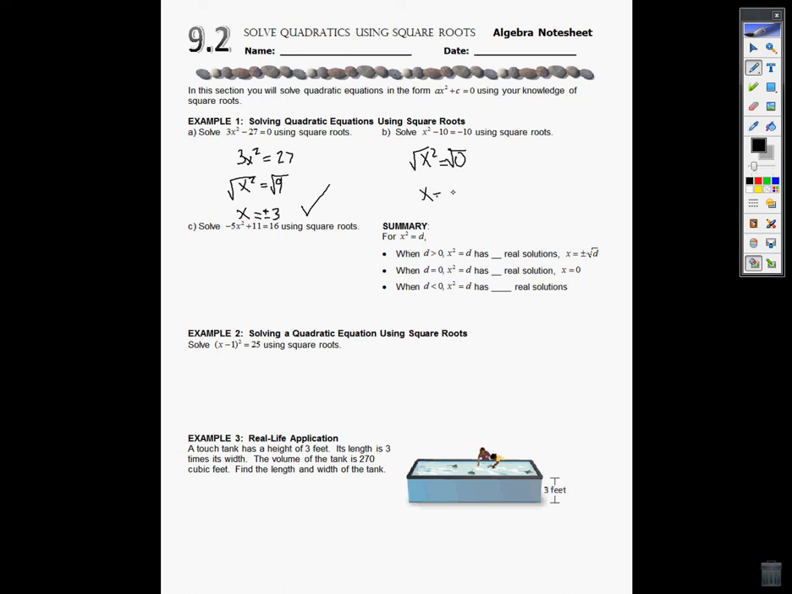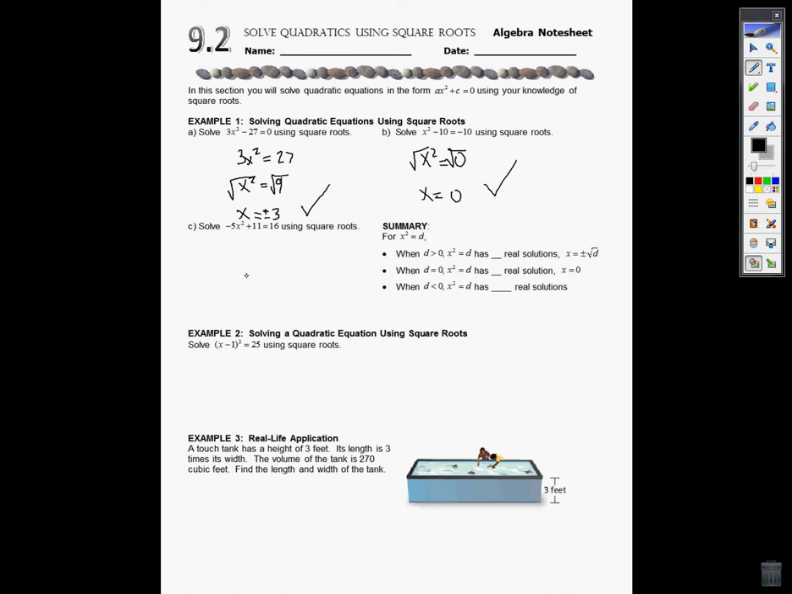X equals square root of 0, 0. Yeah, it's actually not that bad. For a second there, I was freaking out. But it turns out that it just makes it a little bit easier. I guess if you wanted to do the same type of idea here, you could think positive 0 and negative 0, but that's kind of unnecessary.